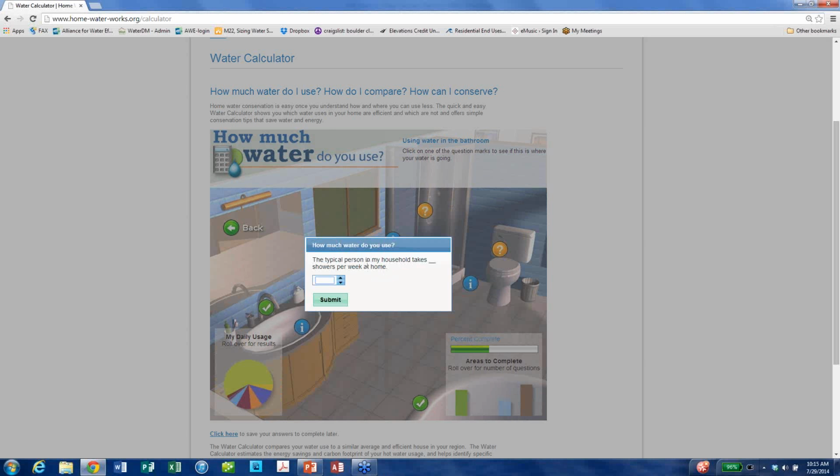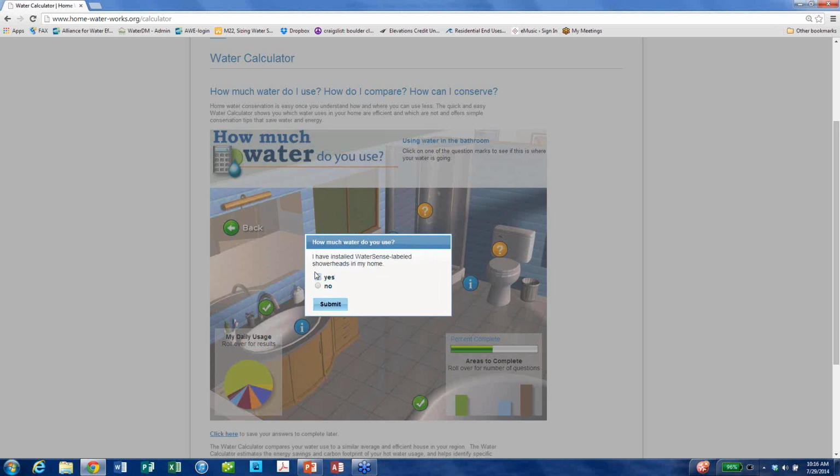Typical person in my house takes blank showers per week. So this one I've got to think a little bit about because most people shower every day. Some people shower maybe every other day. So I think on the average, 5 or 6 showers per person per week is probably about right. Let's just go with 5.